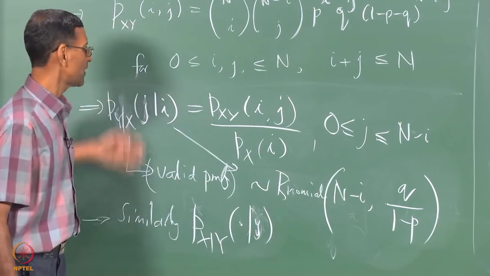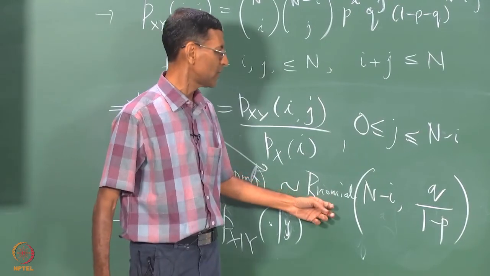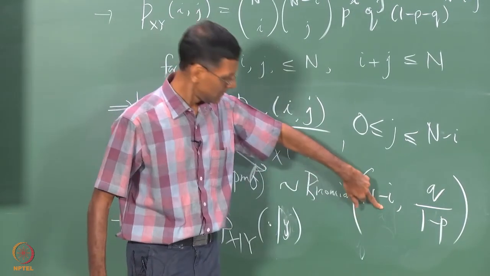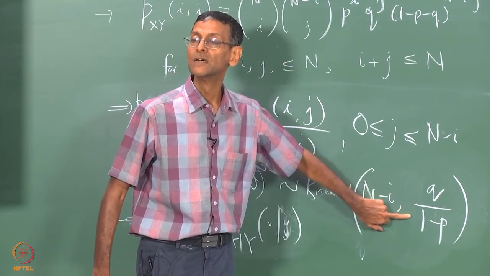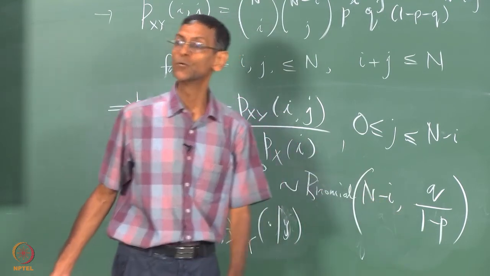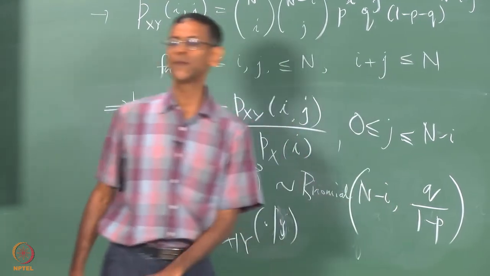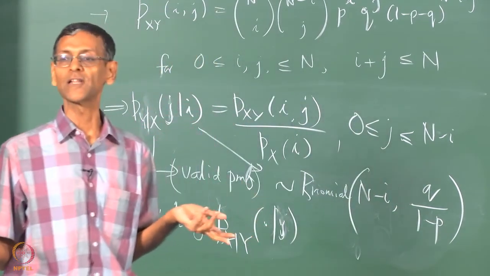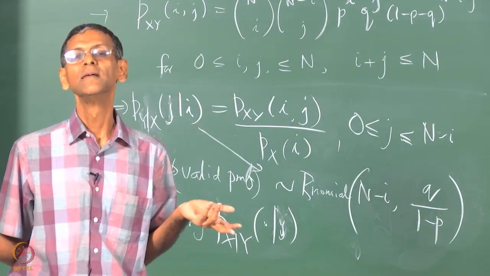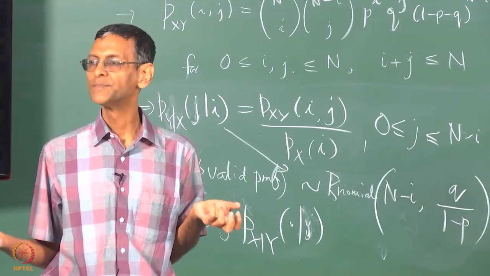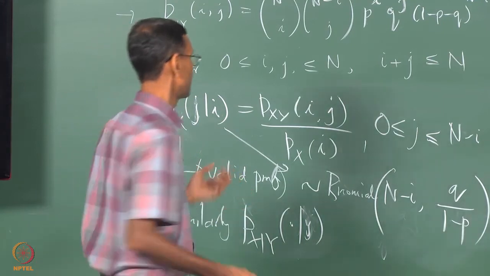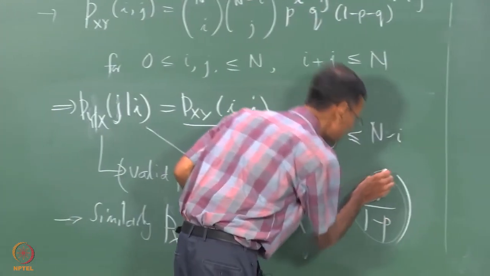And in the case of this trinomial, what are you going to get? You are going to get once again binomial. This will become n minus j, if you said y equal to j, and what will happen to this? It will become p by 1 minus q. And note that this q by 1 minus p or p by 1 minus q has to be smaller than 1. Why? Because p plus q is smaller than 1. This must be smaller than 1.